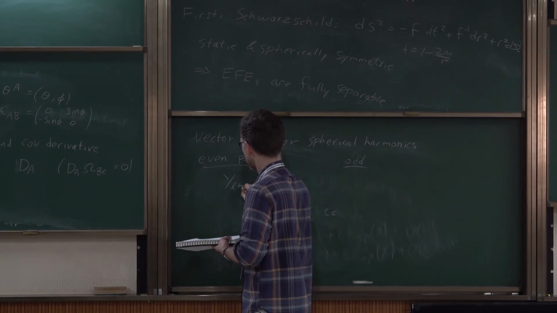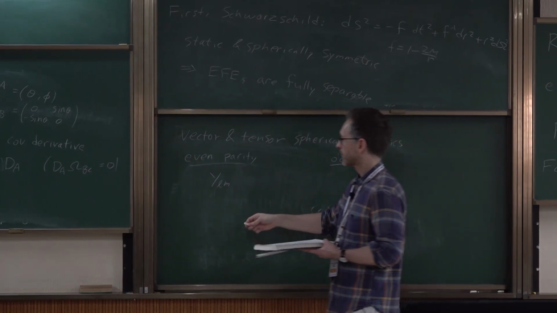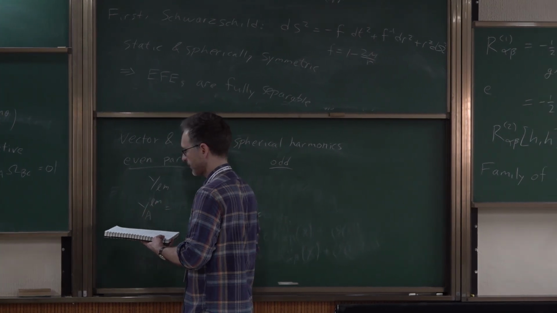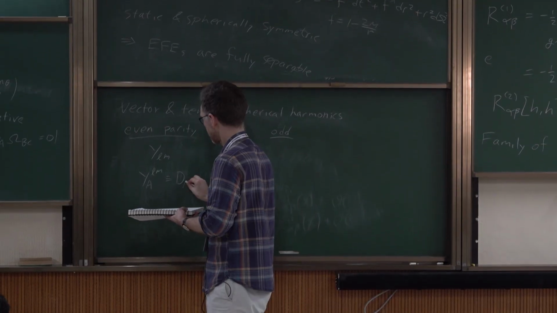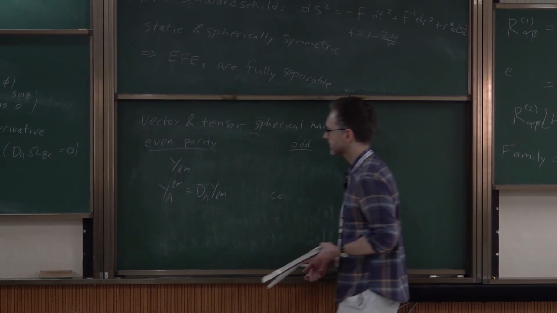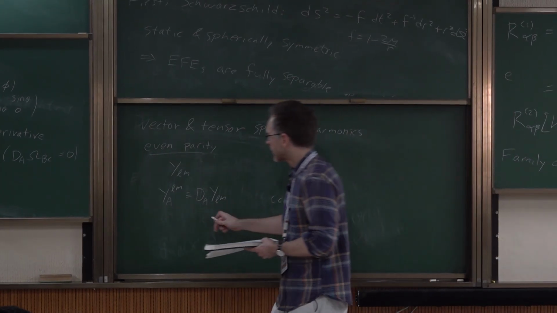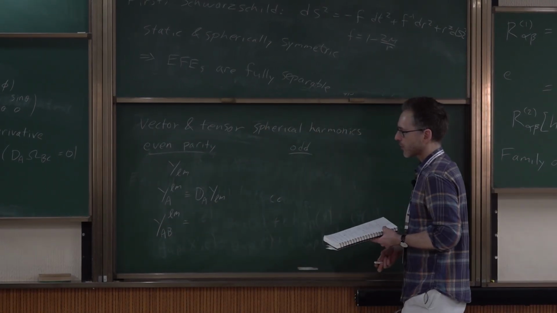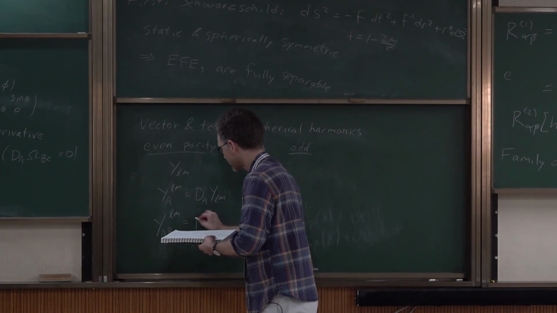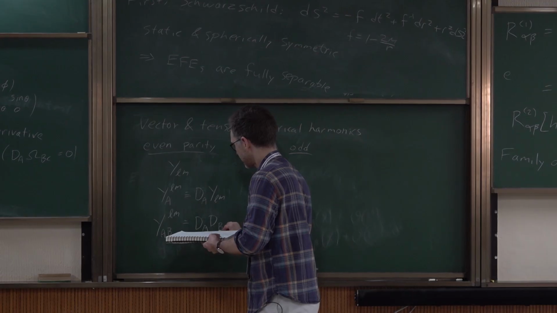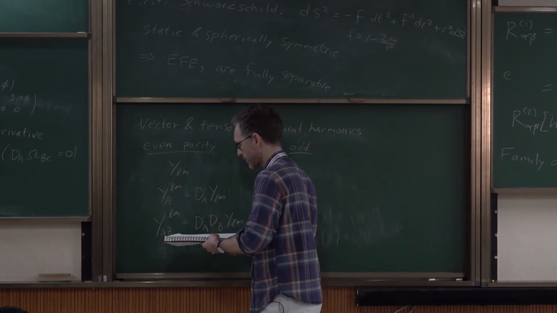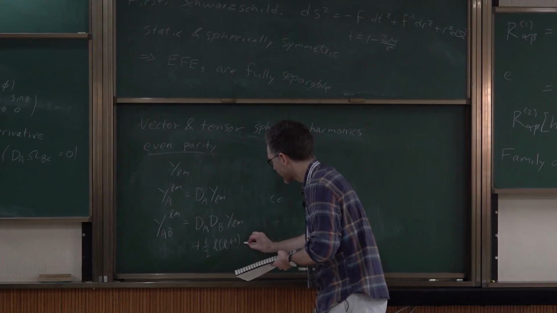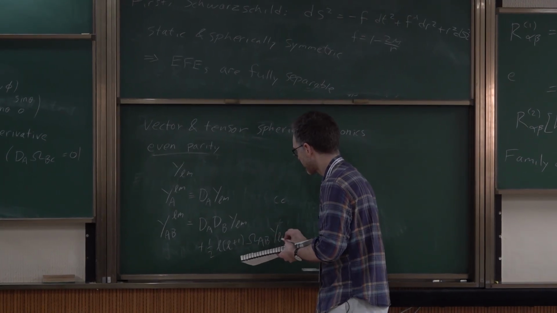So the simplest one is just the scalar harmonic, Y_LM. Then we have a vector harmonic, Y_A^LM, that is just the covariant derivative of the scalar harmonic. And then we're going to introduce a tensor harmonic, Y_AB, that's constructed from more derivatives. So D_A D_B acting on Y_LM, plus a half L times L plus 1, omega_AB, Y_LM.